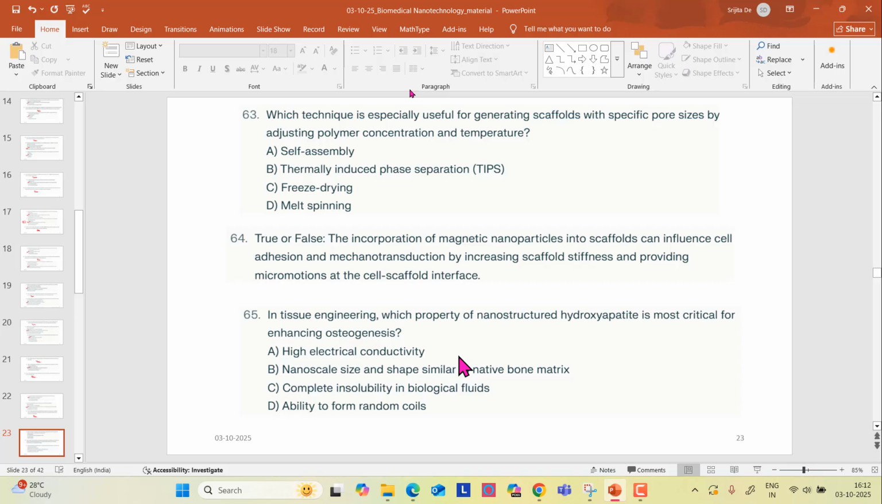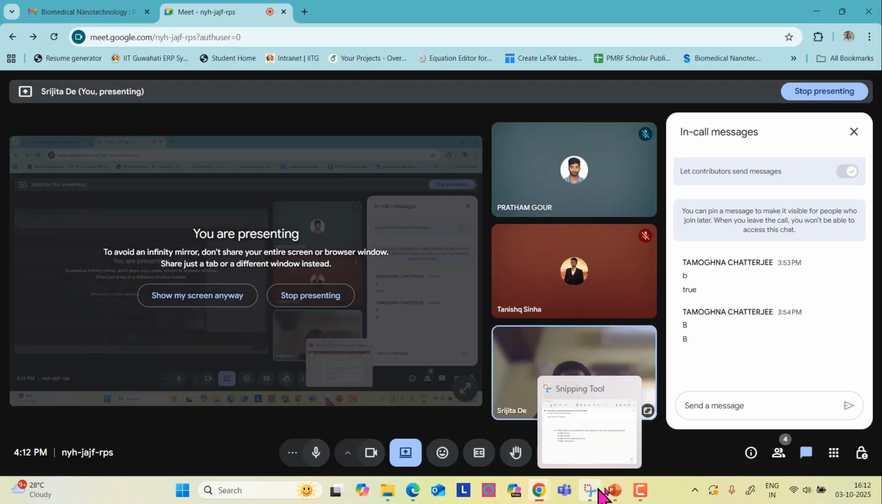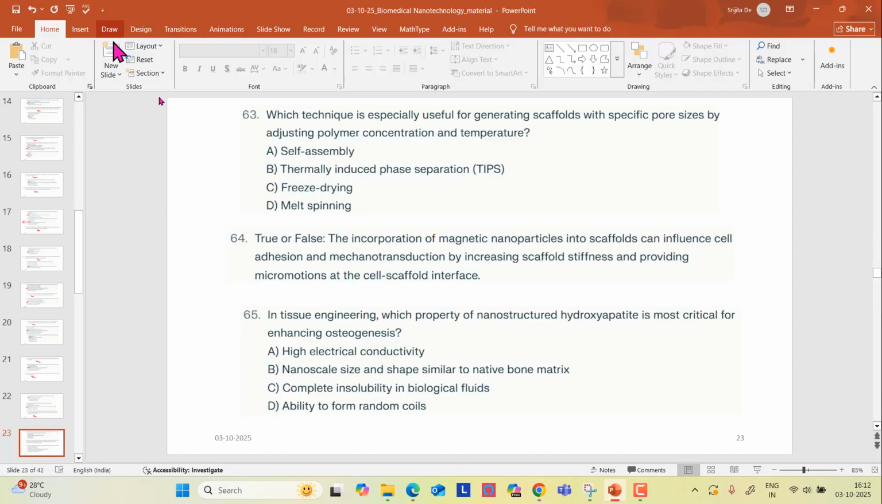Next, which technique is especially useful for generating scaffolds with specific pore sizes by adjusting polymer concentration and temperature? It is the melt spinning. I think it is thermally induced phase separation.